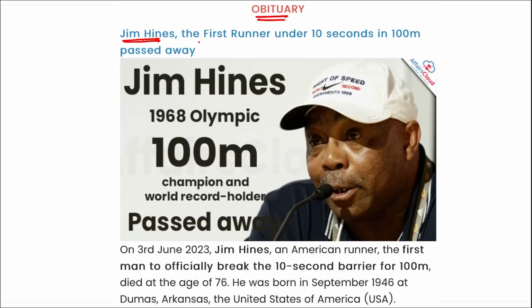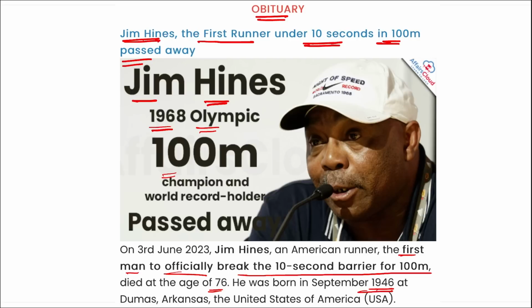Jim Hines, the first runner under 10 seconds in the 100 meter, recently passed away. I repeat, Jim Hines, the 1968 Olympic 100 meter champion, was the first runner to clinch the 100 meter under 10 seconds, right? And he was the first man to officially break the 10-second barrier for the 100 meter. He died at the age of 76. He was born in September 1946 at Dumas in the USA.